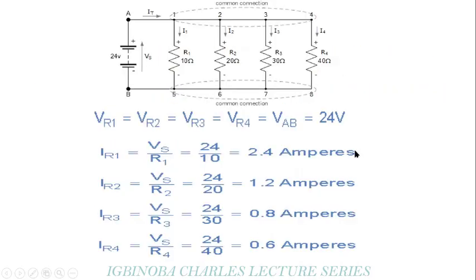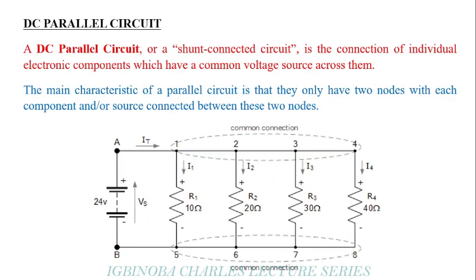So in this case, we can say that the circuit is connected in parallel. The main characteristic of a parallel circuit is that it only has two nodes, with each component and/or source connected between these two nodes. So the circuit has only two nodes. You can see a node there. This is a node and this is a node.